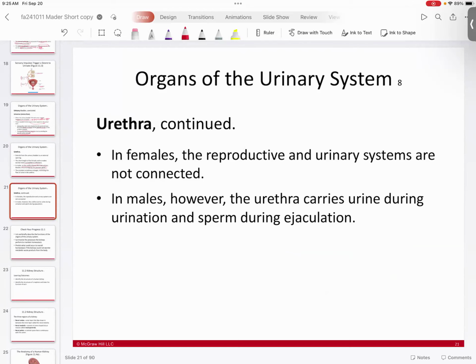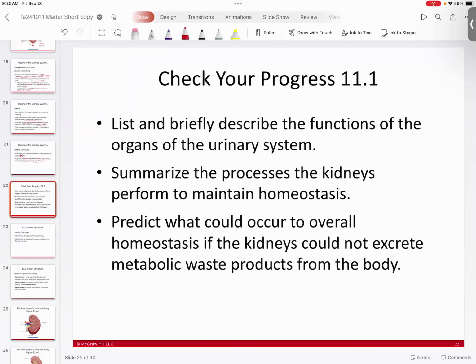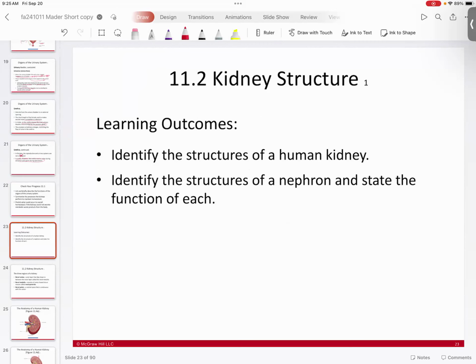So in females, the important thing to understand is that even though the opening to the urinary system, the urethra, is close to the opening of the reproductive system, the vagina, they are not connected to each other. They're separate systems. They just happen to be next to each other as they exit the body. The males, however, their urethra is connected to the reproductive system. So essentially, the sperm delivery is through the same urethra that the urine is delivered through.